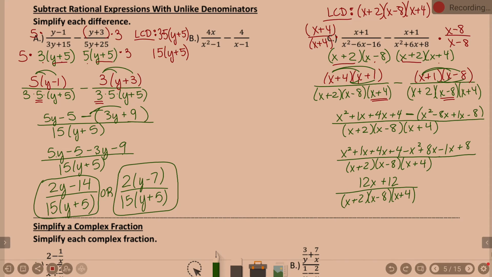Is there factoring? Technically, there's a GCF, isn't there? And some of you are looking ahead and saying, but it's not going to factor. It's not going to cancel. I get it. So if you factor out GCF of 12, it's 12 times x plus 1, still all over the x plus 2, x minus 8, x plus 4.